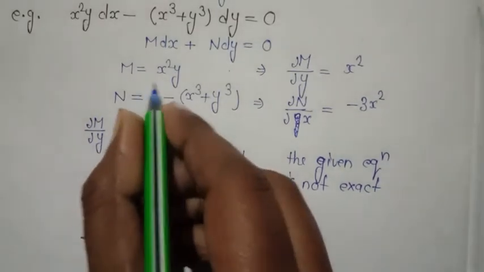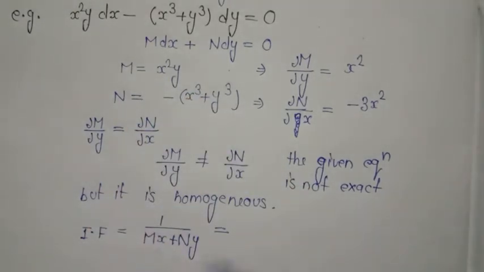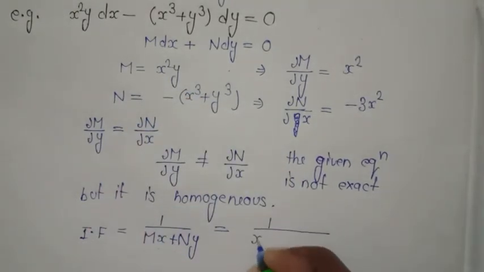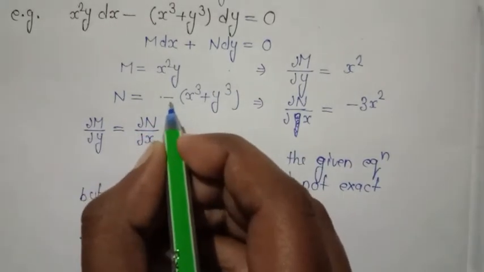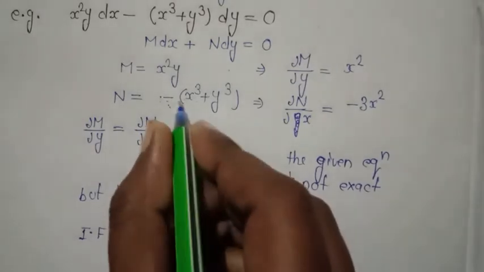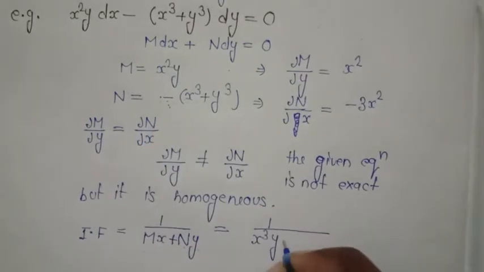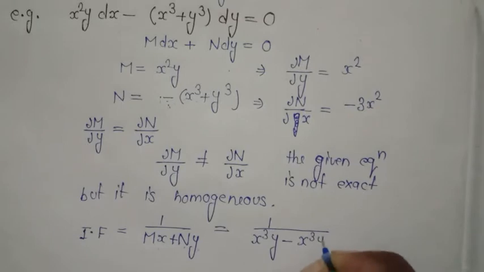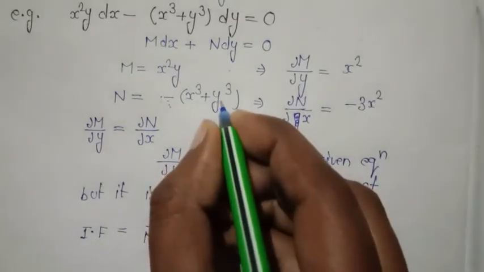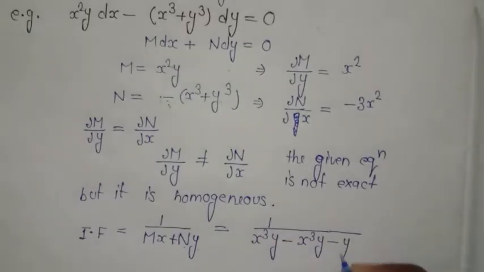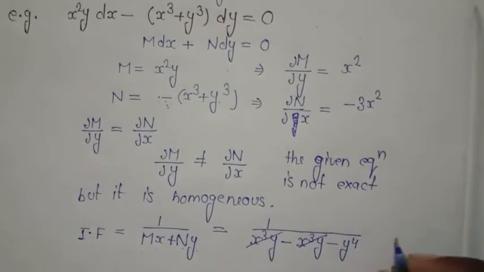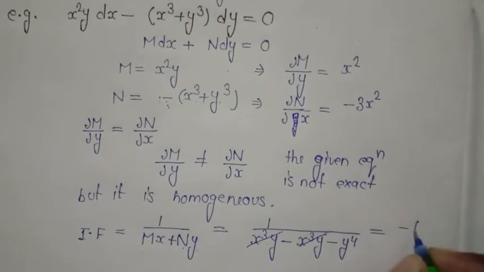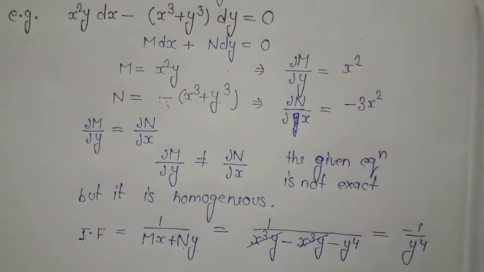M was what? That is x square y. So I am going to multiply it with x. So what I get? X cube y and minus n y. Minus n y means we multiply n with y, then what we get? Minus x cube y. And if we multiply y with y cube, then what we get? Minus y raised to power 4. So x cube y got cancelled. So the integrating factor is equal to minus 1 upon y raised to power 4. So now you can see I got the value of integrating factor.